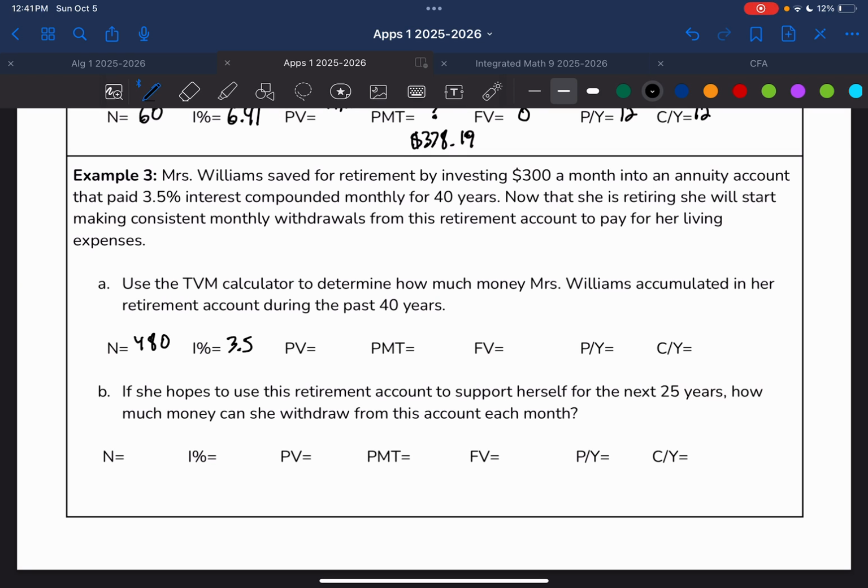The present value, so here, it doesn't say that she had any amount in the account to start with, right? That's an important thing. There was no money in the account to start with, so the present value is 0. For the payment, she's putting in $300 each month, so we put negative $300. The future value is what we're trying to find, and then PY and CY are both 12 because we're dealing with monthly compounding.